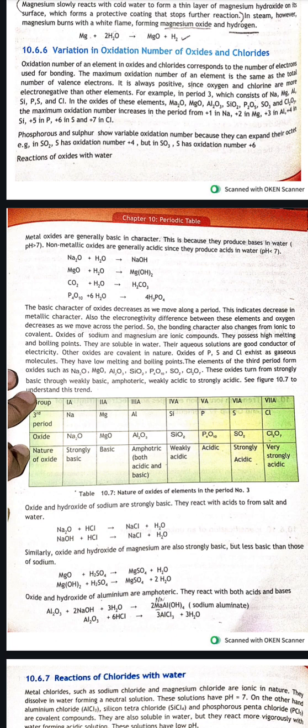chlorine's oxide. So the maximum oxidation number increases across the period from +1 in sodium, +2 in magnesium, +3 in aluminium, +4 in silicon, +5 in phosphorus, +6 in sulfur, and +7 in chlorine.